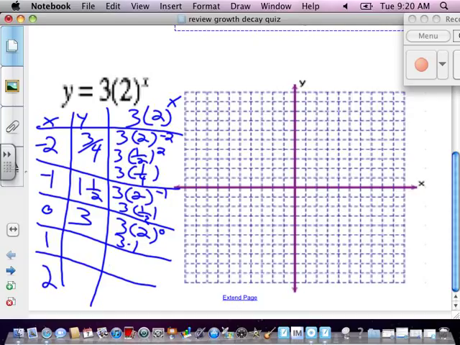Okay. 3 times 2 to the first power. What's 2 to the first power? 2 times 3 is? Okay, what is 2 squared? 4 times 3 gives us? I'm going to set my scale for this one. I'm going to go by, let's say, 2.